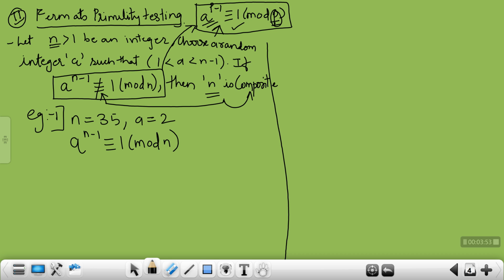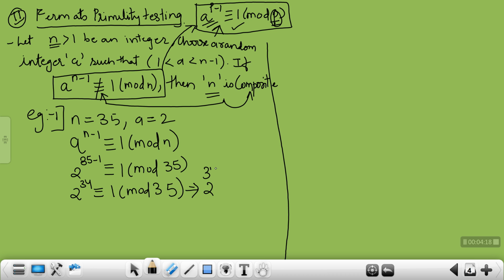So a raised to n minus 1, where a is 2: 2 raised to 35 minus 1 should be congruent to 1 mod 35, where n is 35. So 2 raised to 34 should be congruent to 1 mod 35. How can we solve this problem now? What does it mean that 2 raised to 34 is congruent to 1 mod 35? It means that 2 raised to 34 mod 35 should give remainder 1. This is the meaning of this particular equation.